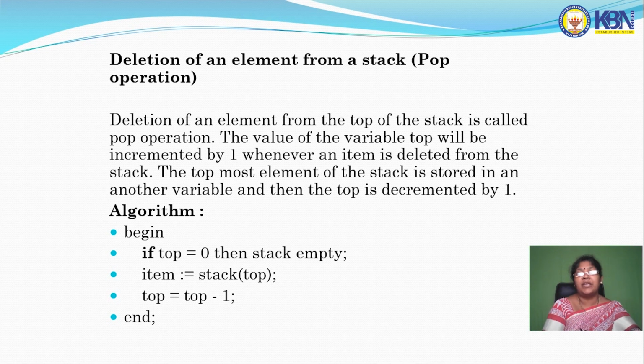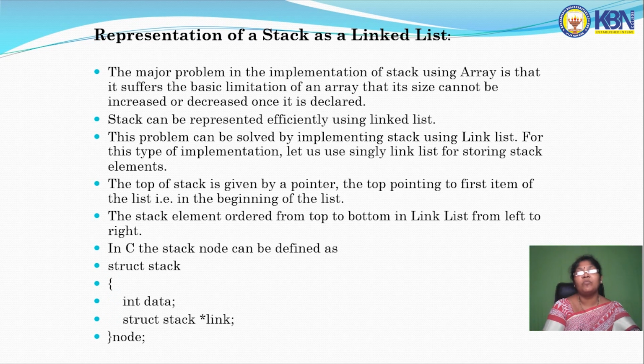Top equal to top minus 1, every time one element will be deleted. So minus 1 means it comes down. For example, top equal to 3. So I gave here top minus 1, automatically it comes from 3 to 2. So next 1, next 0. In the same way, here we delete all the elements. Then we have to go for the next one.